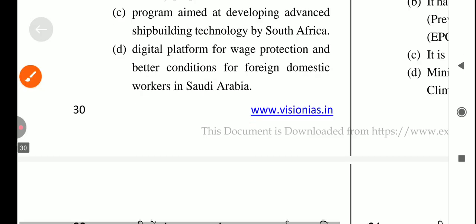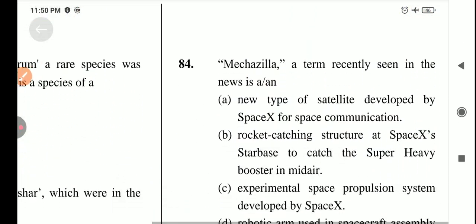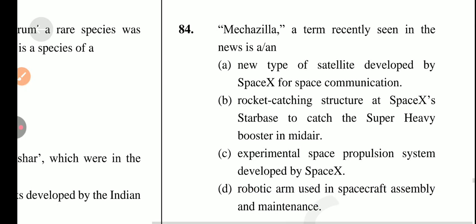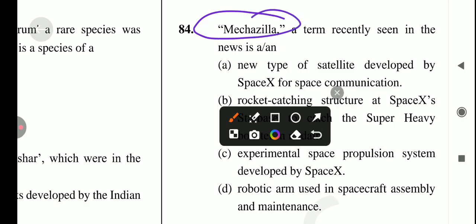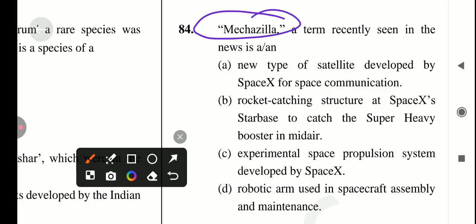Let's come to the next question, which is Mechazilla. Okay, Mechazilla is a term recently seen in the news, which refers to: first, a new type of satellite developed by SpaceX for space communication. Is it true? No, it's not a correct statement. Next is a rocket catching structure at the SpaceX base to catch the Super Heavy booster in mid-air. Yes, it's a correct statement. So the answer for this question is option B.